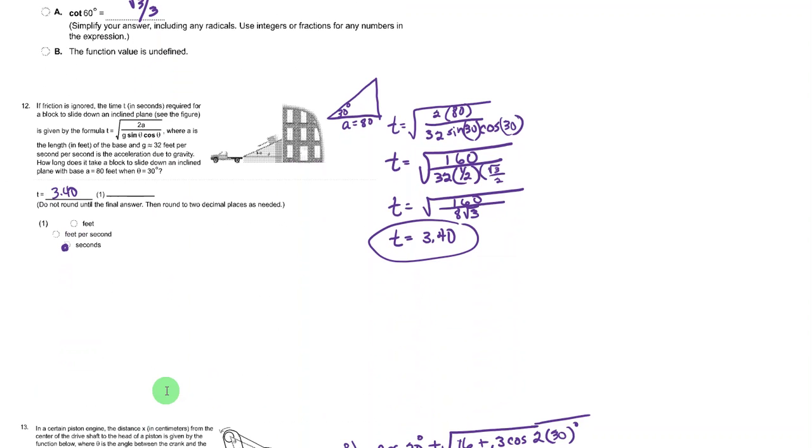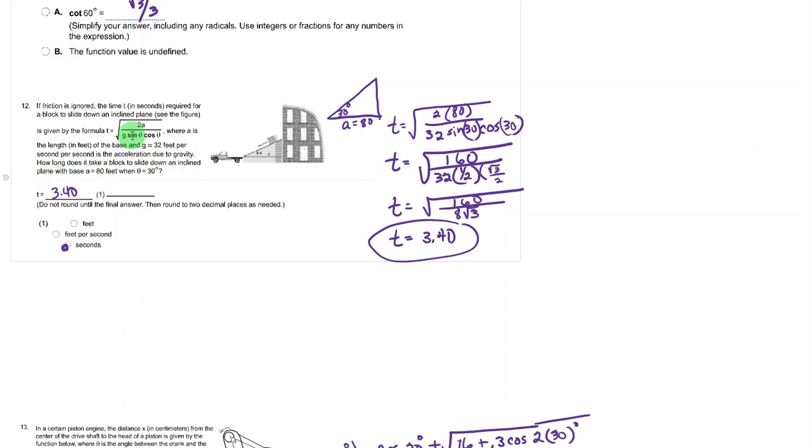Number 12, if friction is ignored, the time t in seconds required for a block to slide down an inclined plane is given by this formula. A is the length in feet of the base. So A is here. And gravity is about 32 feet per second. All right, so that's built in. It is the acceleration due to gravity.